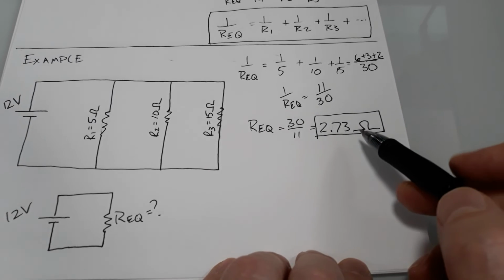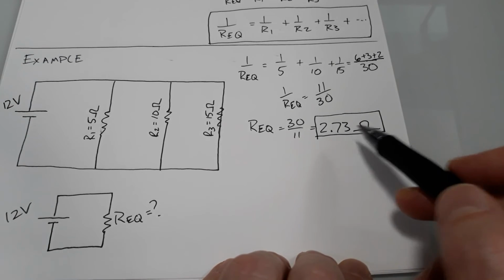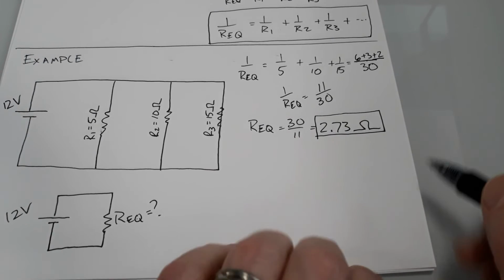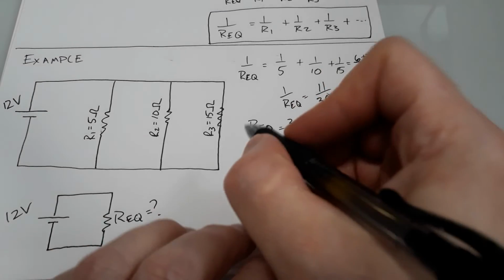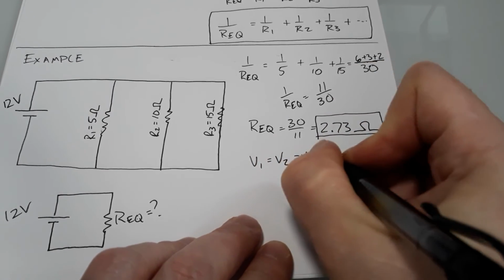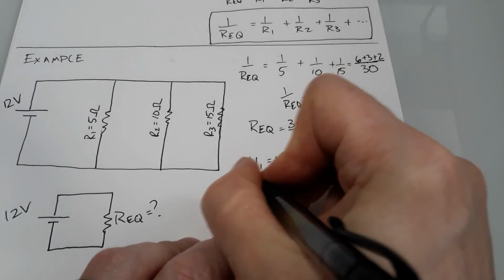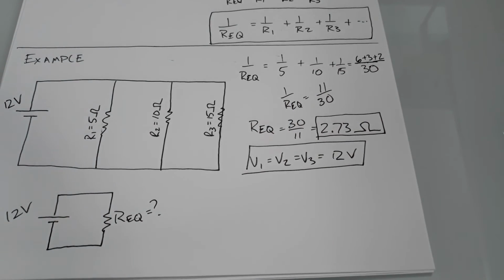Okay, so there's a huge difference between the series circuit, 30 ohms for series, only 2.73 for parallel. As I said, I already know the voltages, so I'm just going to write the answer down. V1 is equal to V2 is equal to V3, and that is all equal to 12 volts. Done. So at this point, I have the individual resistors, I have the total resistance, and I have the individual voltages for the individual circuits.